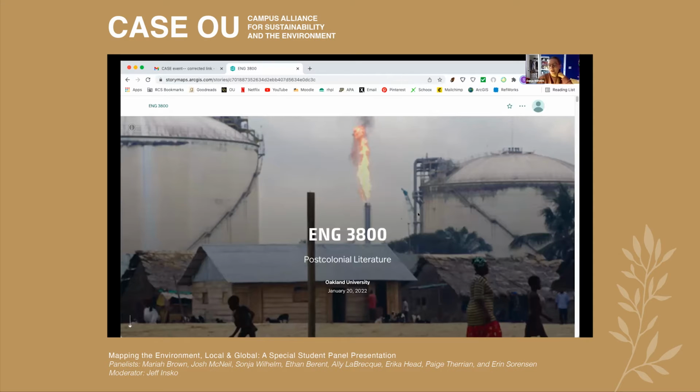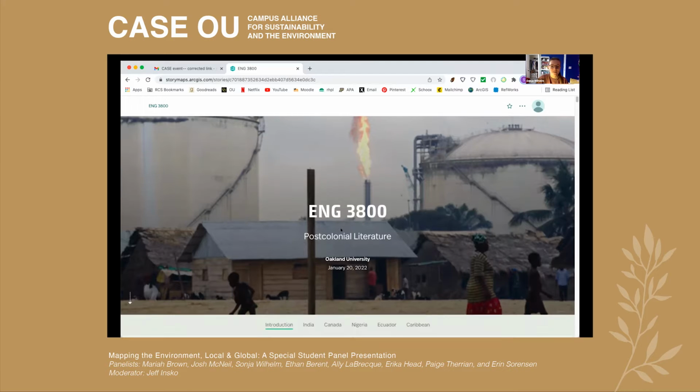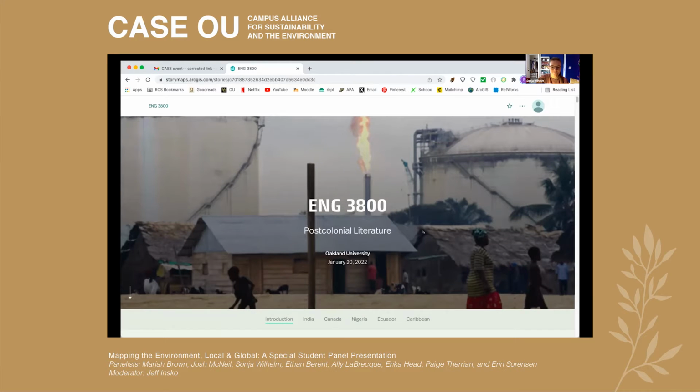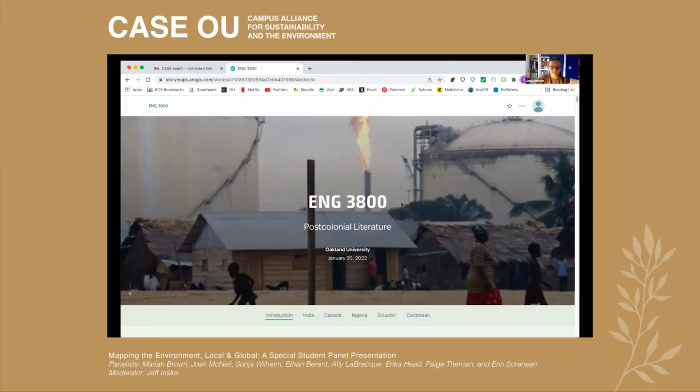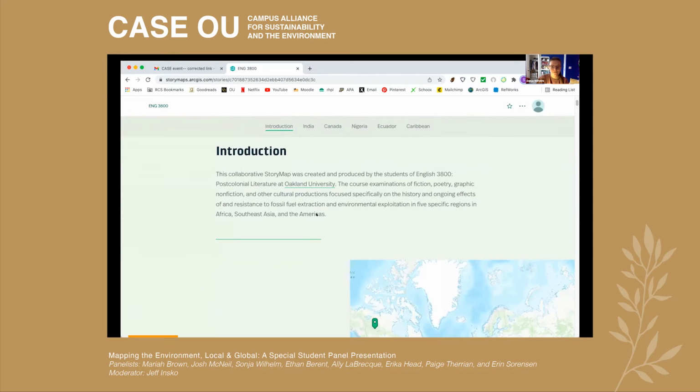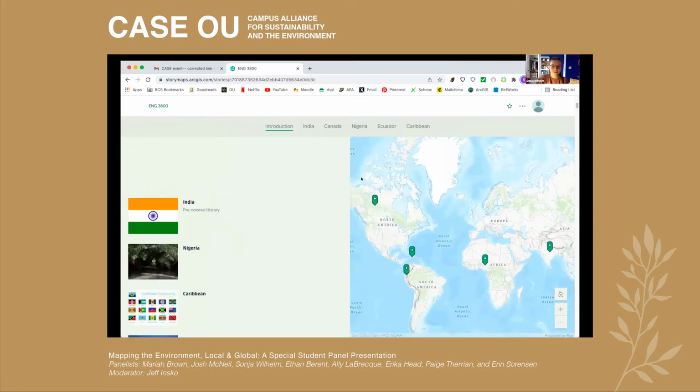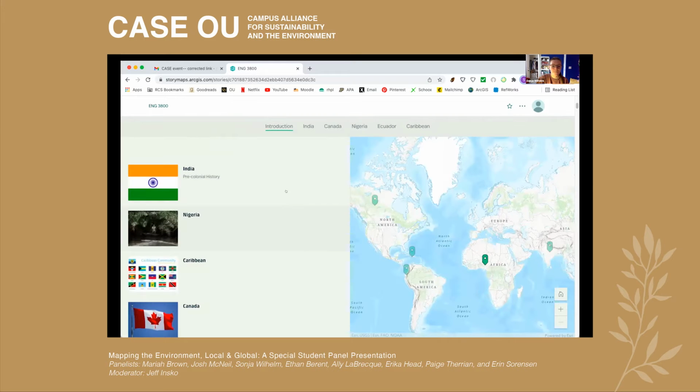Okay. So this is what our map looks like so far for the whole class. It starts with this image, which I believe is in Nigeria, of gas flares. And then Professor Insko wrote this little introduction, and then it gets into the sections on the pre-colonial, colonial, and post-colonial histories of each of our countries. So we're going to do India.